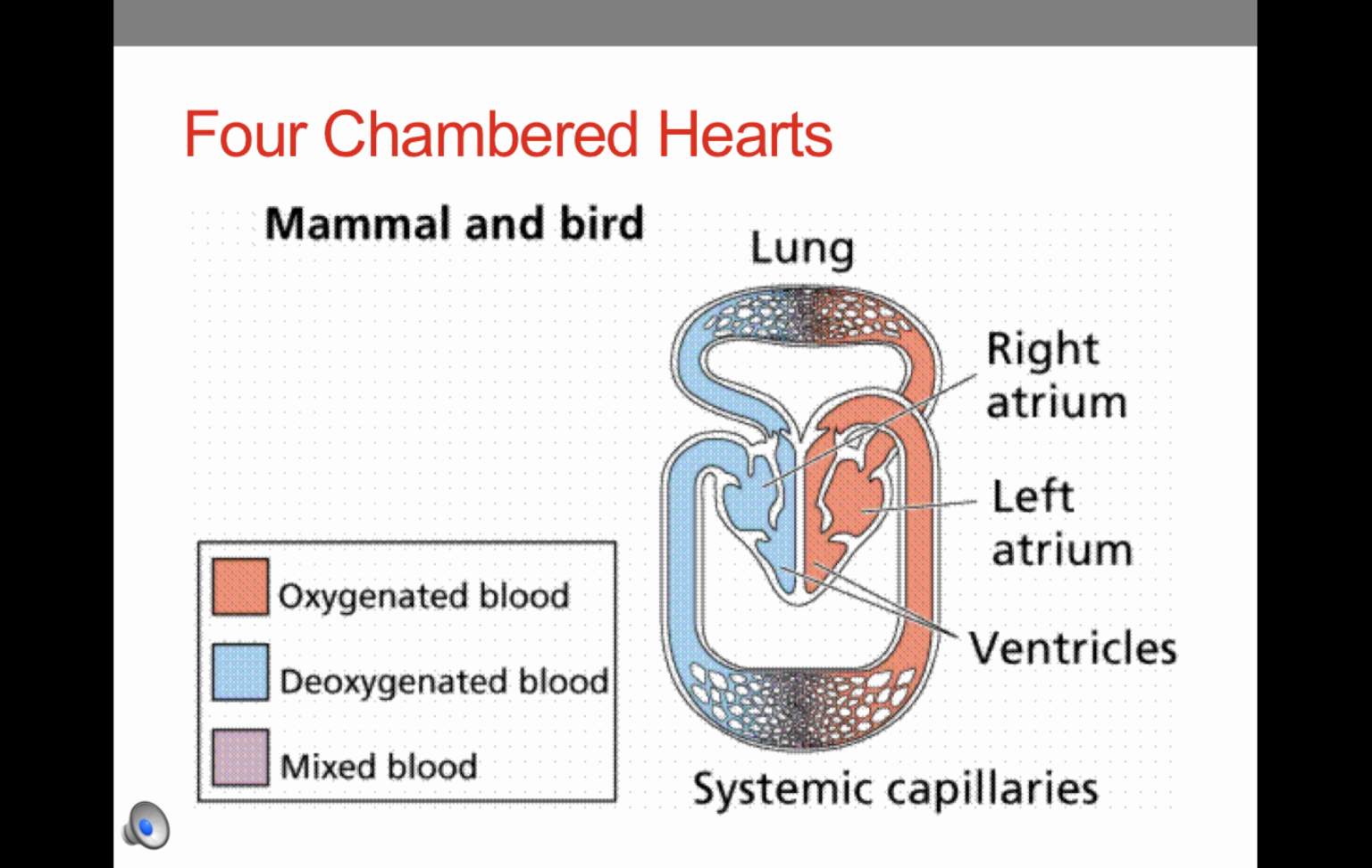Four-chambered hearts are very similar to the three-chambered hearts. They both have double circulation, which two-chambered hearts do not have. However, in a four-chambered heart, there are four heart valves and four chambers with a right and left atrium and a right and left ventricle.